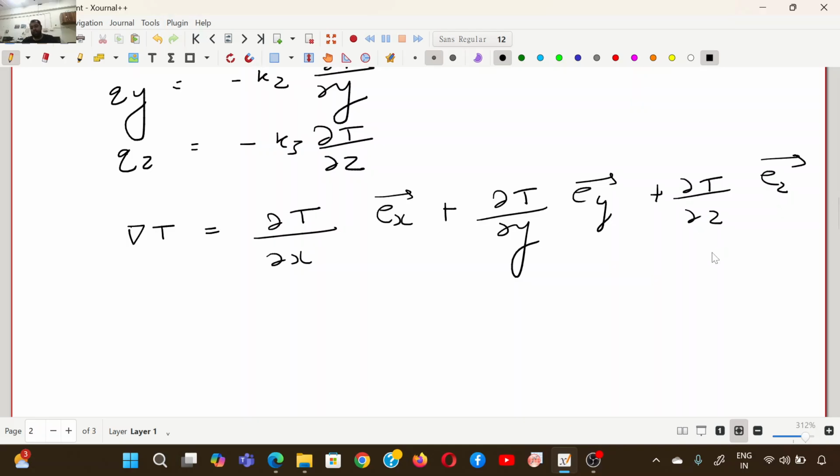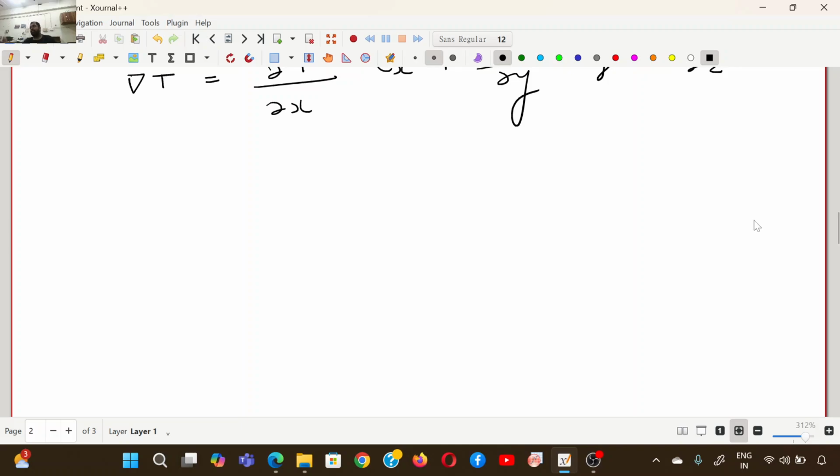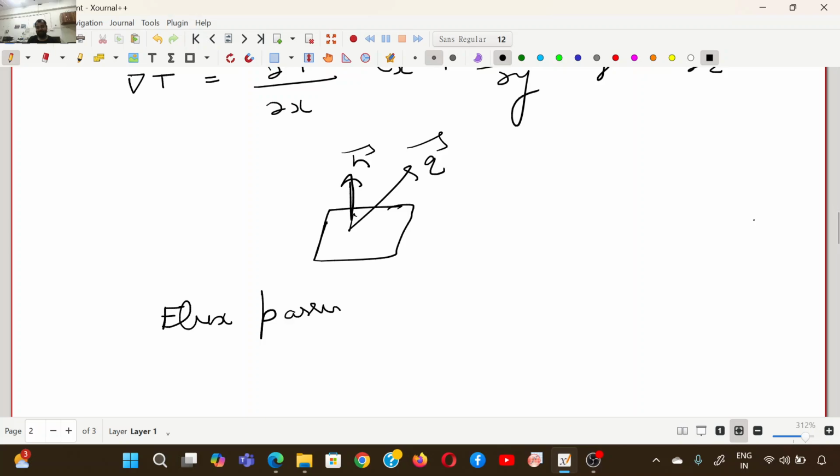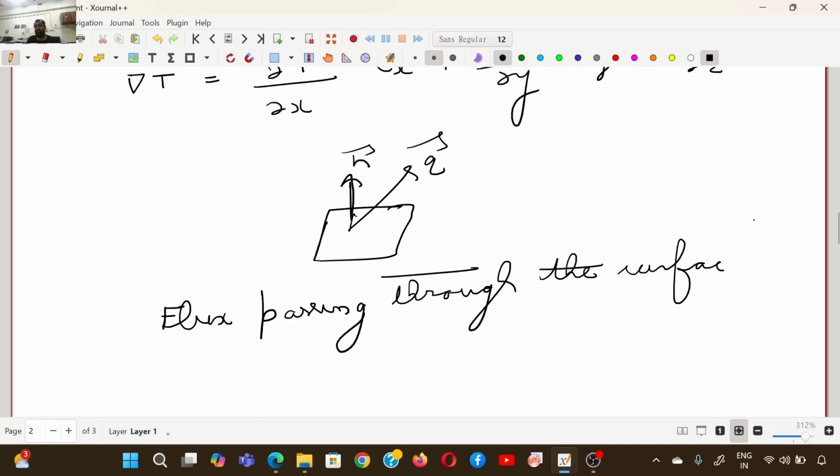So just like we saw in the case of the stress tensor and stress vector in momentum transfer, here also, say there is some surface over here. This is a normal to that surface, and say heat flux is like this. So the flux passing through the surface you can write as n dot q. It will be a scalar only.